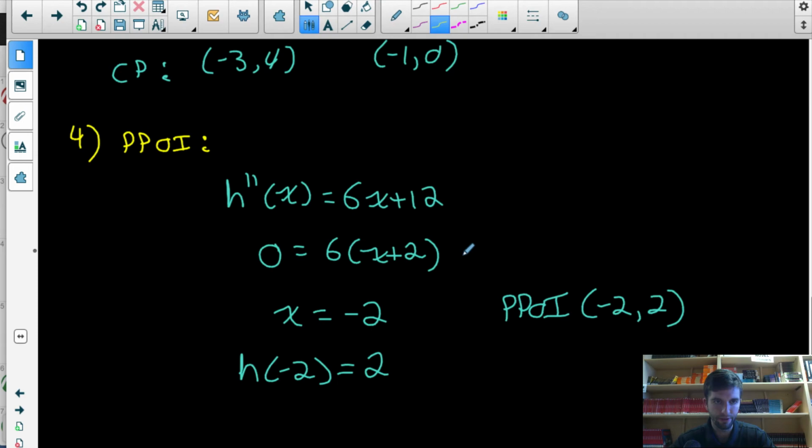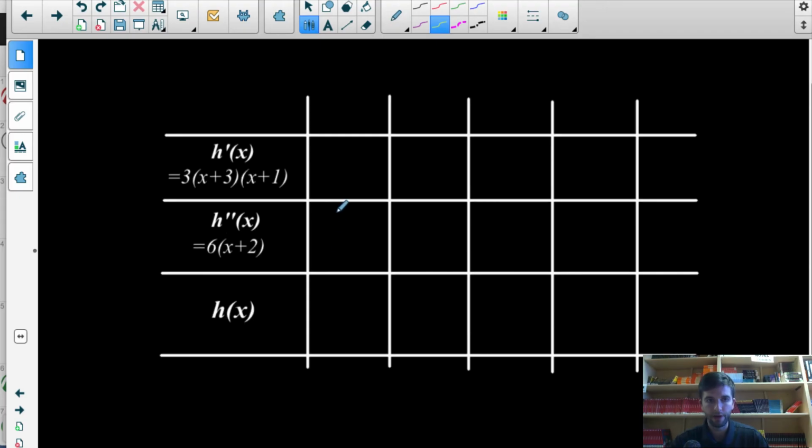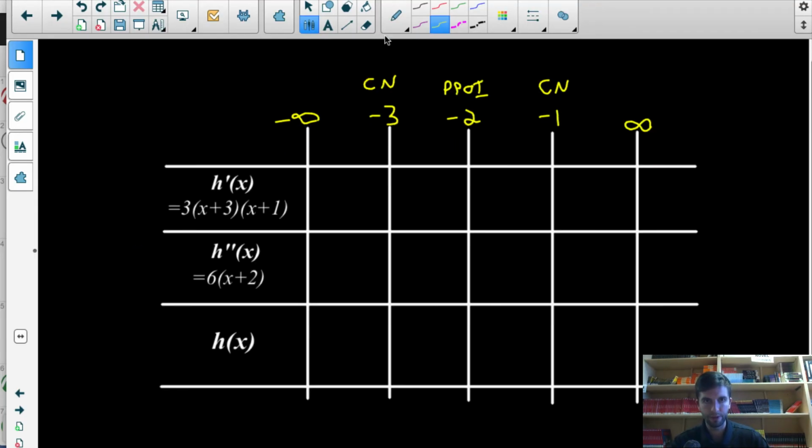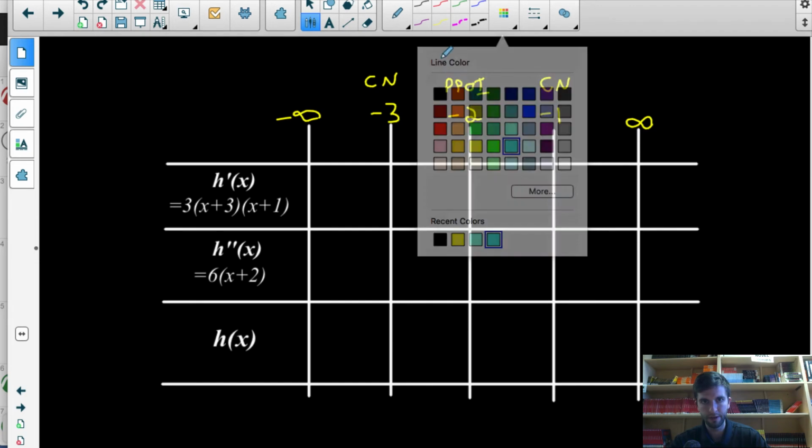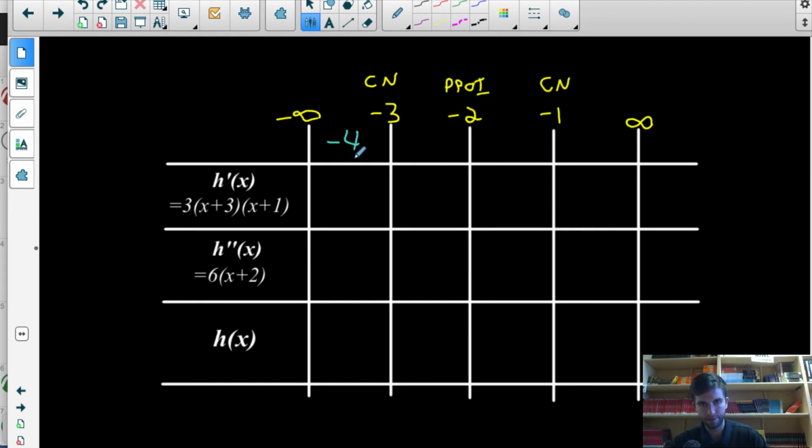The last step of our curve sketching algorithm, before we actually graph it, is we're going to make this big chart where I'm going to test my critical numbers and my possible point of inflection to figure out what that does to the first and second derivative, and therefore what that tells me about intervals of increase, decrease, and intervals of concavity for the original function. In the table, you're always going to put -infinity and infinity on the far left and right. In between, you put all your critical numbers and possible points of inflection. Then we choose test points within each interval. Between -infinity and -3, I'll choose -4. Within the next interval, I'll choose -2.5, then -1.5, and anything between -1 and infinity, how about 0?